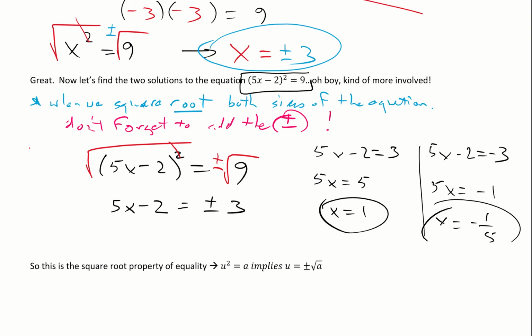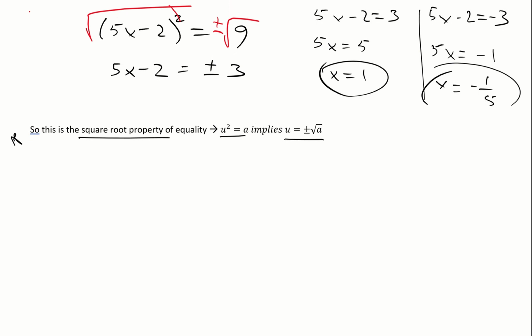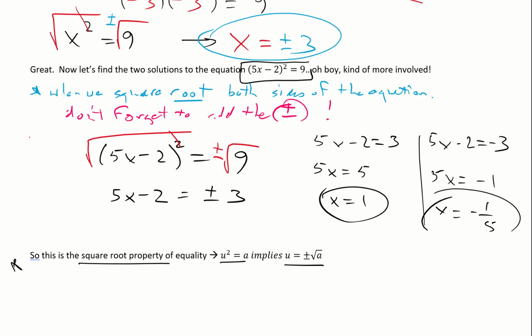So basically, the square root property says this. If u squared equals a, then u is plus minus the square root of a, whatever those numbers are. So I kind of said that up there. Don't forget the plus minus. That's what this little statement's about. Okay? You good? That's how it works.